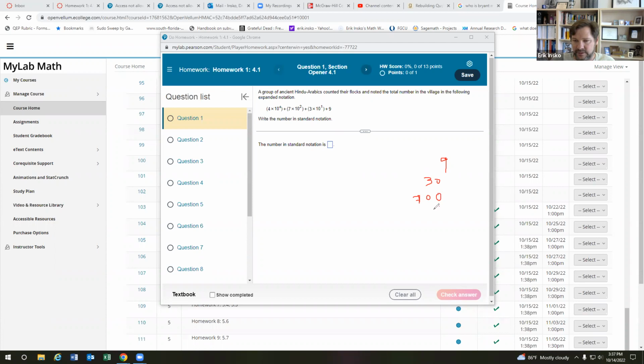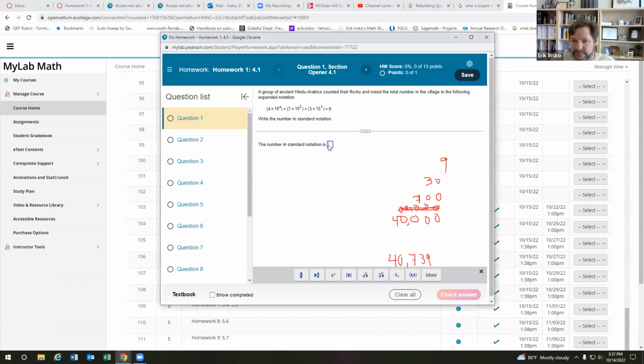Okay, so I'm just going to write, there's no 10 to the 3rd, so there's nothing with 3 zeros. And then there's 4 times 10 to the 4th. So that would be 4 zeros. And so that should be 40,000, right? So it was 0 times 1,000, so I'm just going to ignore that row there. Okay, so I think that the number is 40,739. And I will try to plug that in and see if that's the correct answer.